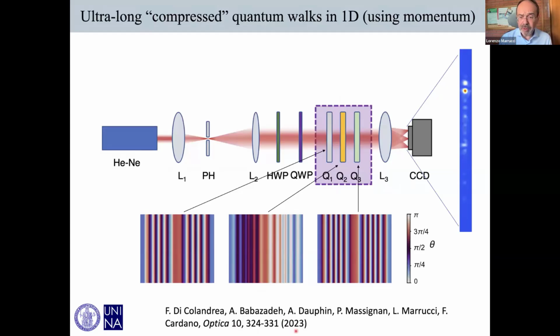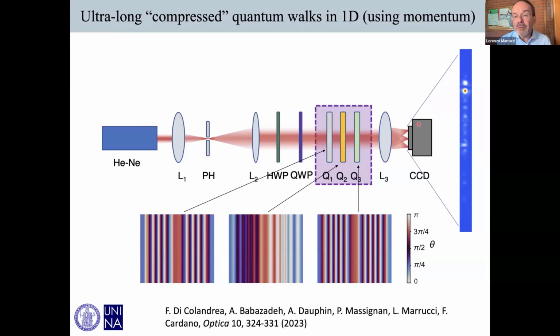This is a work led by Filippo Cardano, incidentally. And in this experiment, this was done in a classic regime. We had these 3 optical elements. And this picture down here shows the structure of these 3 optical elements, where the structure is essentially the angle of the optic axis of these elements as a function of position in a false color scale. So you can see they are not simple gratings. And using a suitable arrangement of these three elements, you could mimic a full quantum walk of many steps.